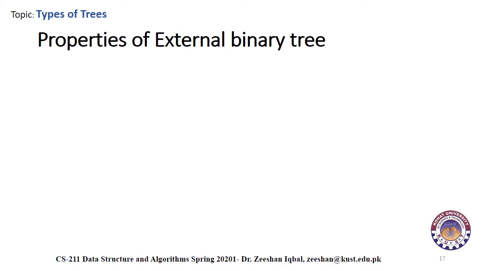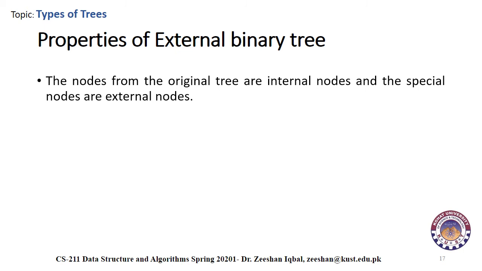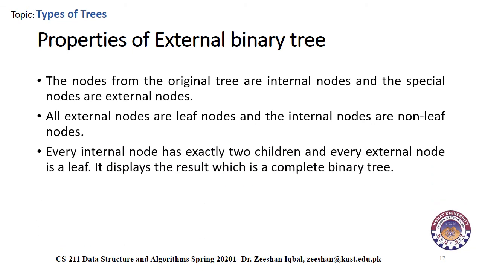Properties of an extended binary tree are that the nodes from the original tree are known as internal nodes and the special nodes are called external nodes. All the external nodes are leaf nodes and internal nodes are non-leaf nodes. Every internal node has exactly 2 children and every external node is a leaf node. It displays a result which is also known as a complete binary tree.